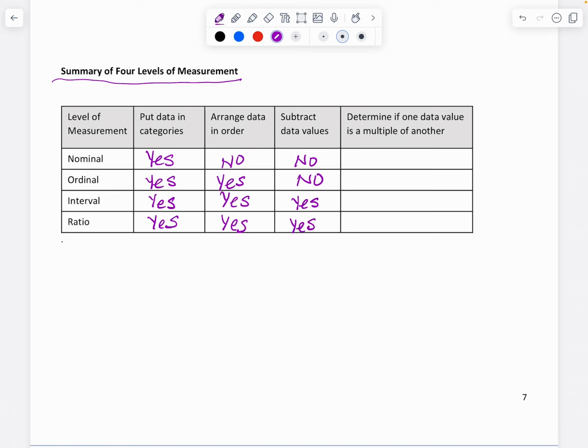You can subtract them. Determine if one data value is a multiple of the other. This is where the actual ratio comes in. So mathematically, it's talking about a ratio. Can you make it a multiplier of the other? Well, no, of course, for ordinal and for nominal. And that's the distinction between interval and ratio. So nominal gives the least amount of information. Ratio gives us much more information.